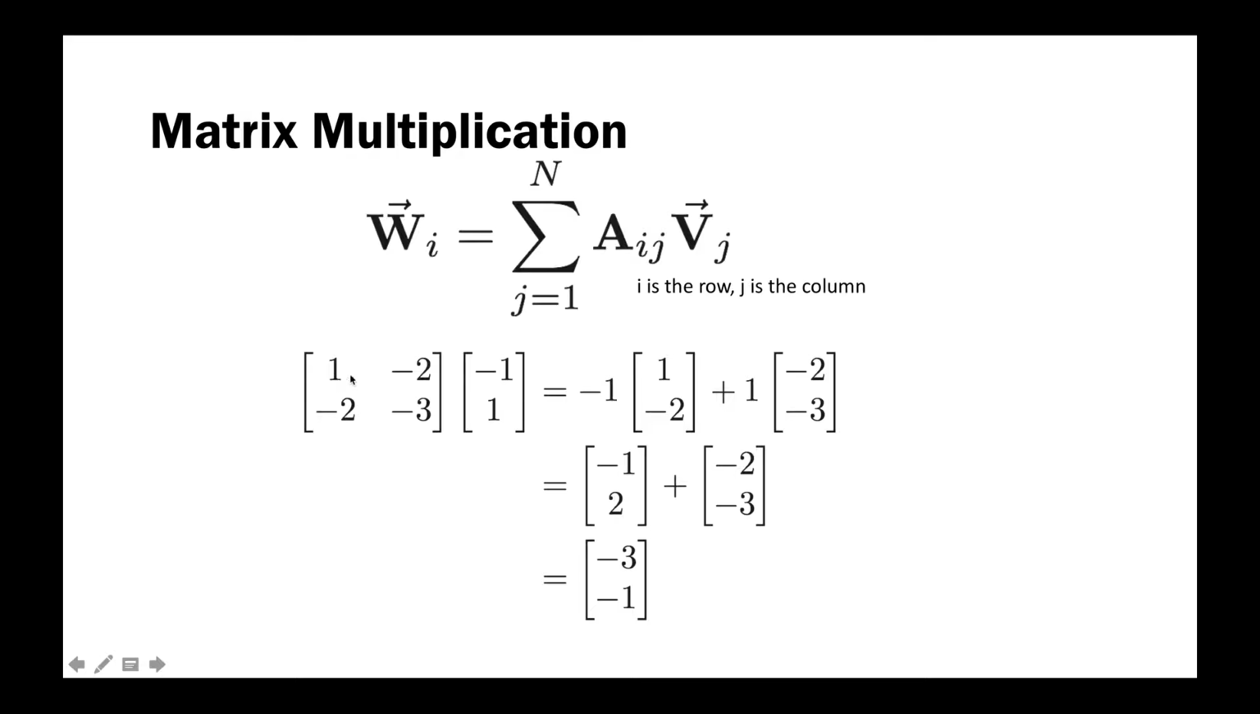So to get the output, I take the vector 1, -2 and dot it with -1, 1, and that gives me -3. Then I take the dot product of -2, -3 with -1, 1, and that gives me -1. So you can work through this example to see how this works: -1 times the first column, 1 times the second column, add them together, and I get -3, -1.